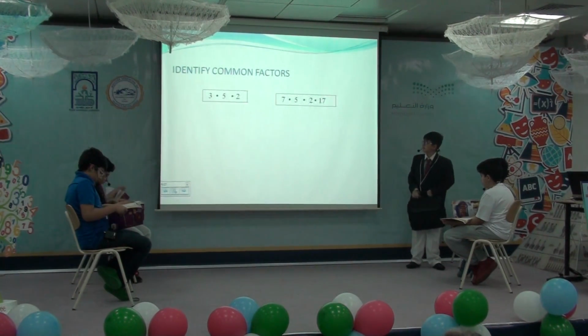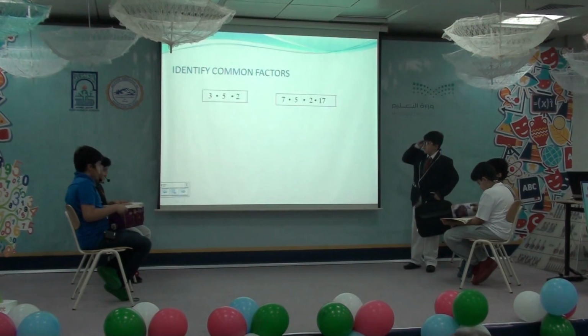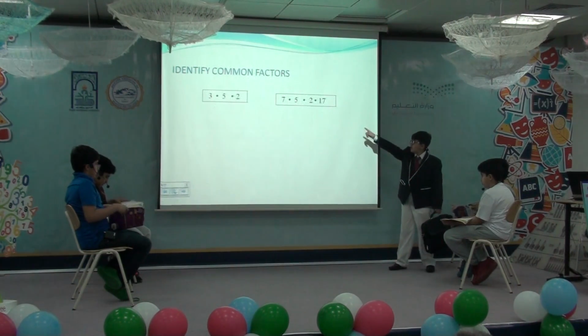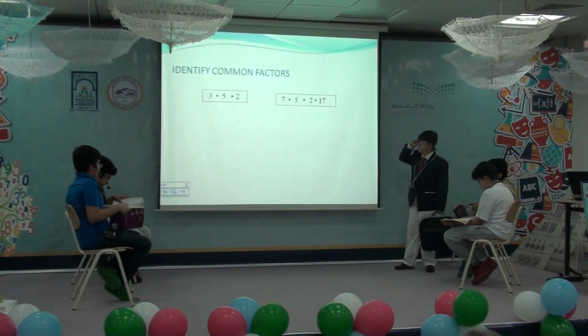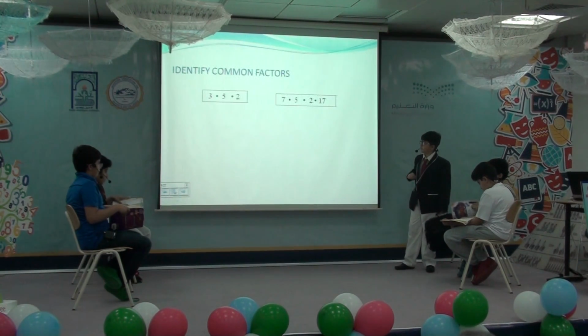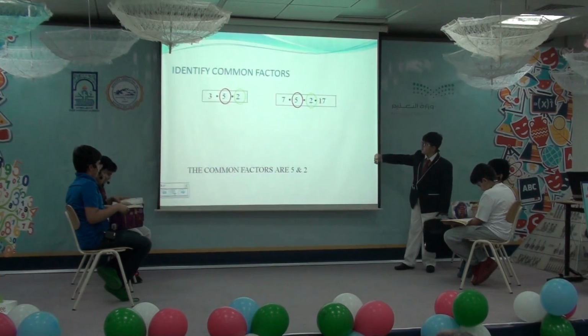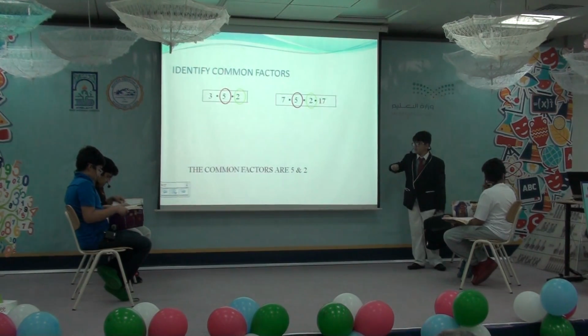Identify common factors. I want you to identify the common factors on that. Two and 5. It's correct. It is 2 times 5. So the common factors between the two numbers are 2 and 5.